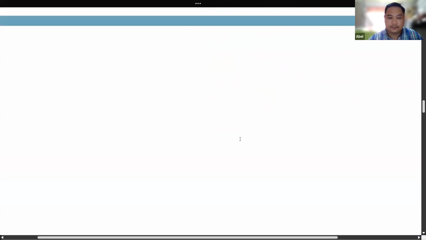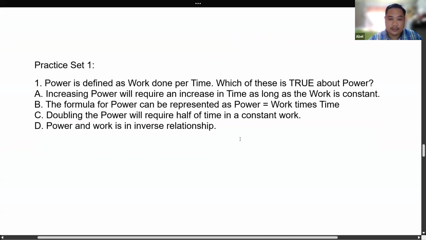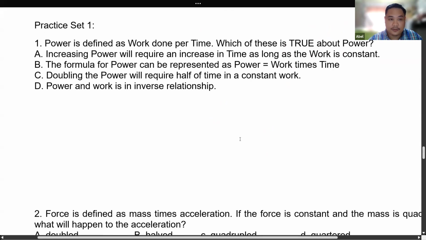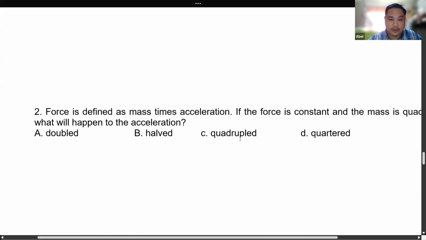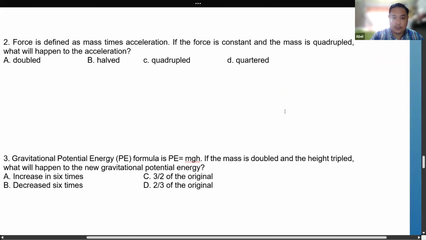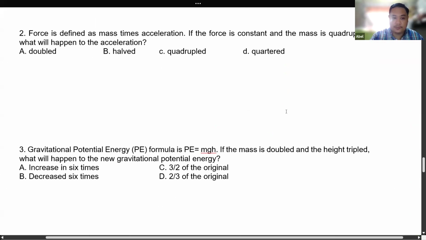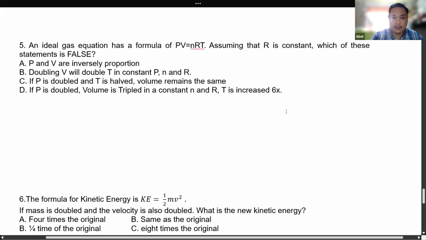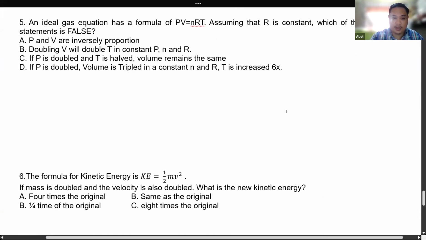Okay? Now, again, kindly try this problem set. You can pause the video and refer to the answers later. Problem set 1. And then we also have problem set 2, so number 2, number 3, number 4, number 5, and number 6.